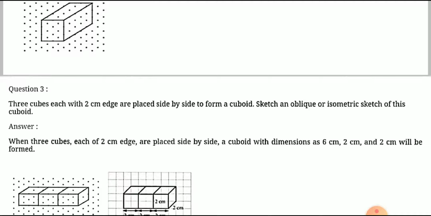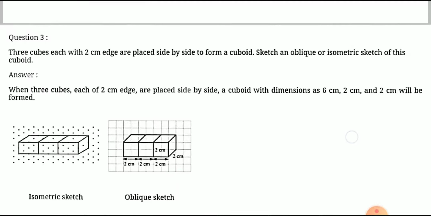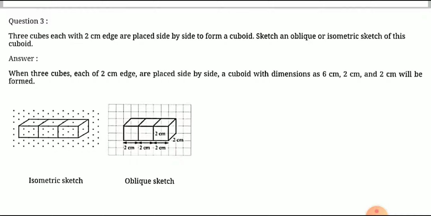Now next, 3 cubes of edge 2 cm are placed side by side to form a cuboid. Sketch the oblique sketch of this cuboid. This is the isometric sketch and this is the oblique sketch. So both you have to draw in your copy.